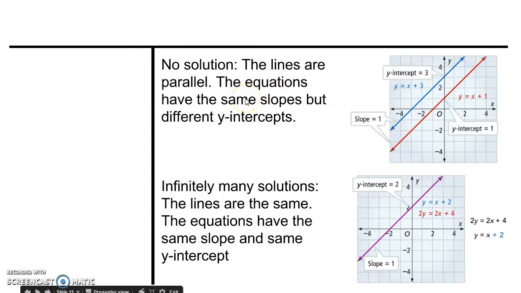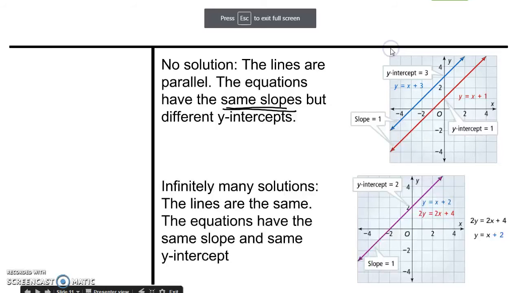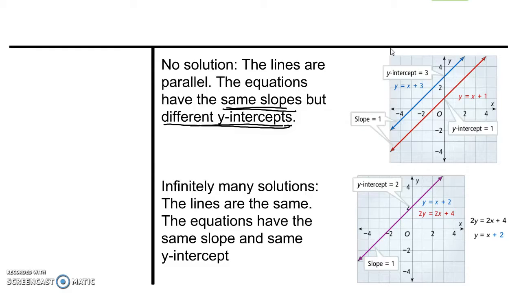And then I want you to underline, again, we've already talked about this year, but this is a review for you. The equations have the same slope, but different y-intercepts. So let's underline that. Same slope, but different y-intercepts. That's what makes them parallel lines. Because they're the same steepness, they're just on different parts of the graph.